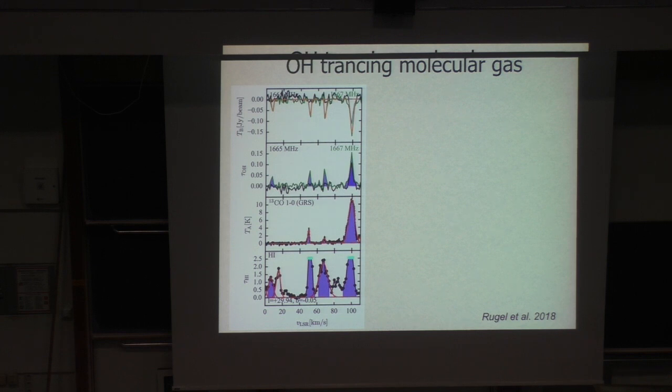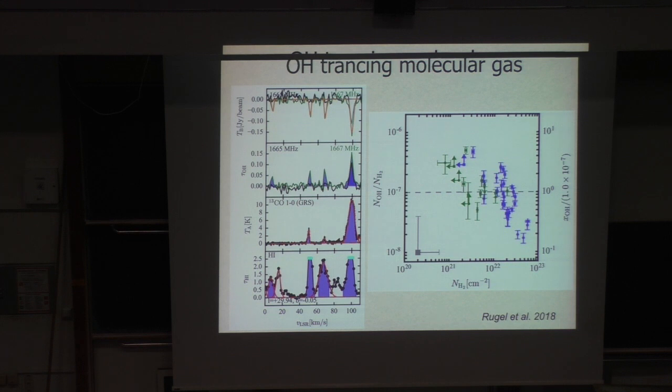Michael Rugel, a former student here in Heidelberg, did this analysis in detail, and he plotted the OH abundance versus the H2 column density over these regions. What one finds is that the abundance is not constant. Yes, there's large scatter, but nevertheless the abundance does increase towards low column density. This implies that OH is a very good tracer of the low column molecular gas, what other people would call the CO-dark molecular phase.